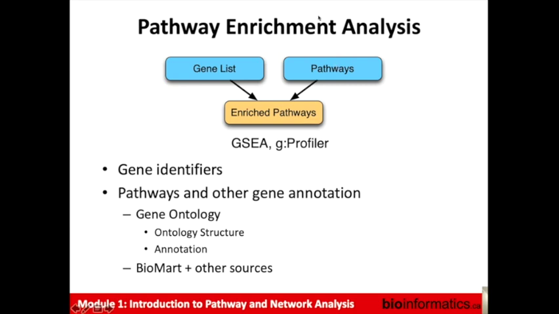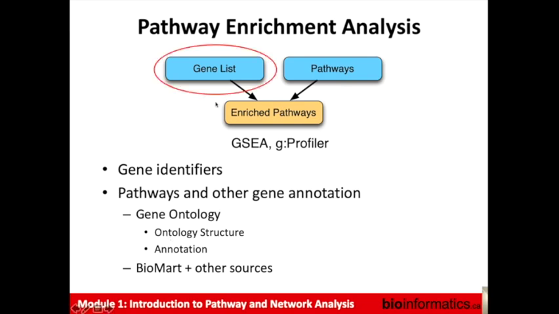So pathway enrichment analysis, as I've described it, requires two things: the gene list that you provide from your experiment, and also a set of pathways which have to come from a database. And we compare these two and we find enriched pathways, for instance, using techniques such as GSEA and g:Profiler. So to understand some background information about pathway enrichment analysis, I'm going to tell you about gene identifiers, which you need to understand to help understand how gene lists work. And I'll also talk about places where we get pathway information and other gene annotation, like the gene ontology and other sources.